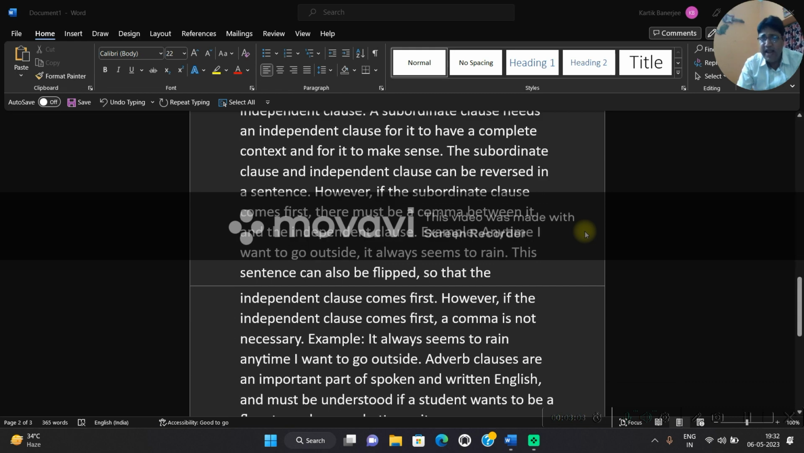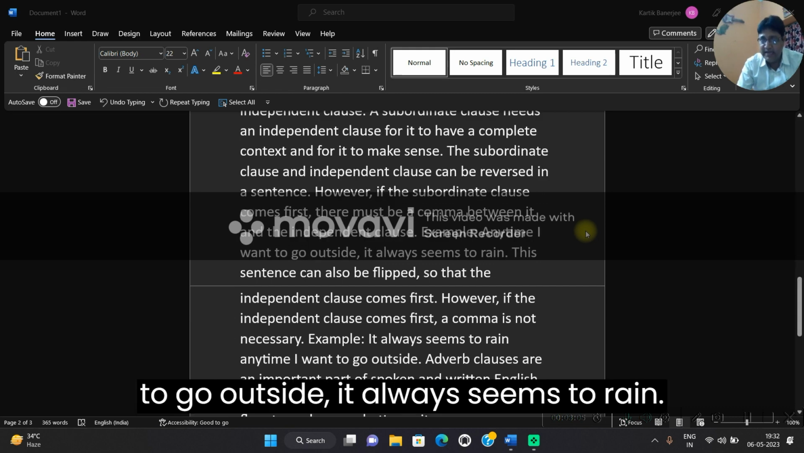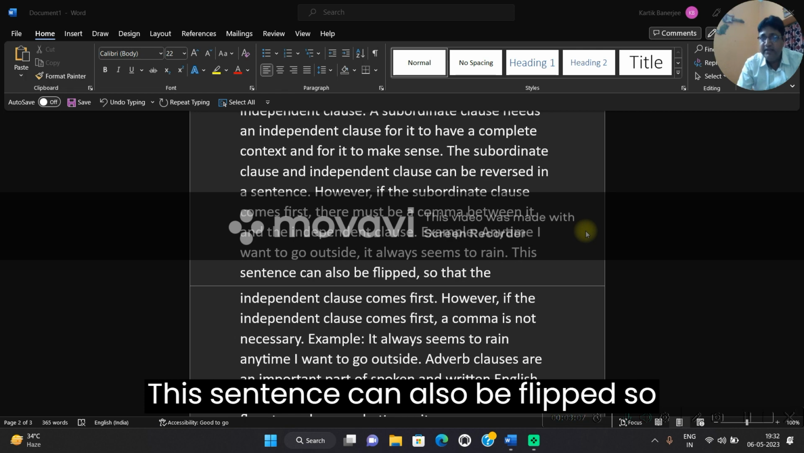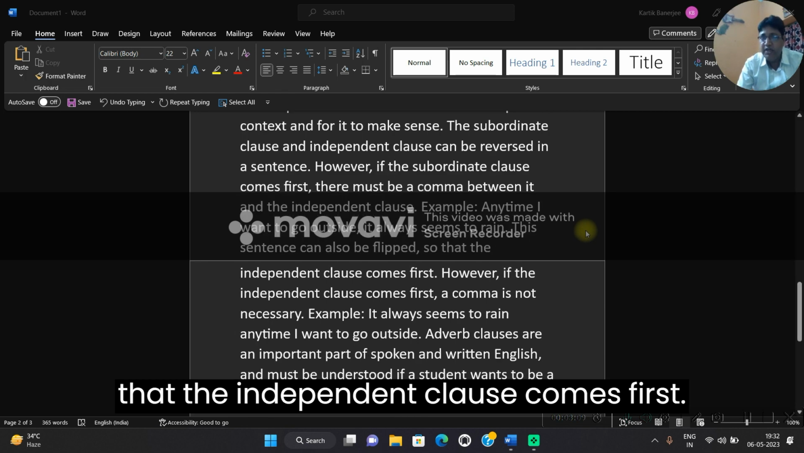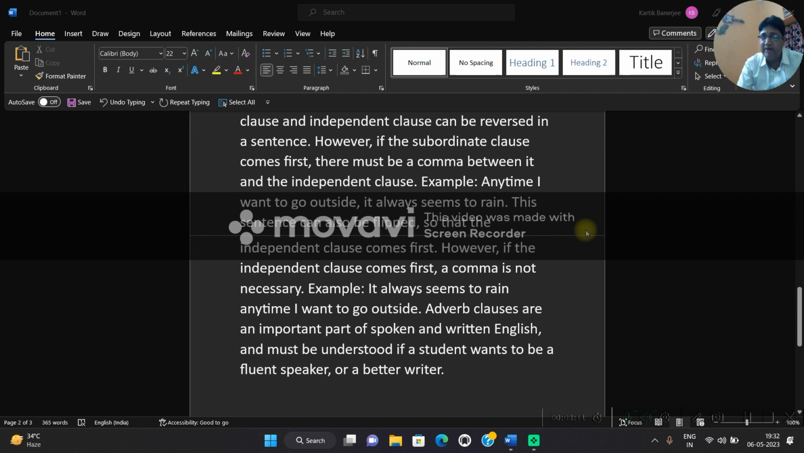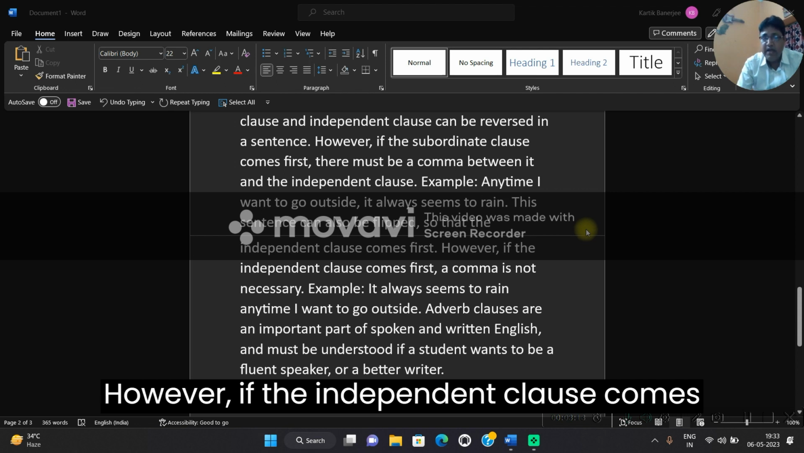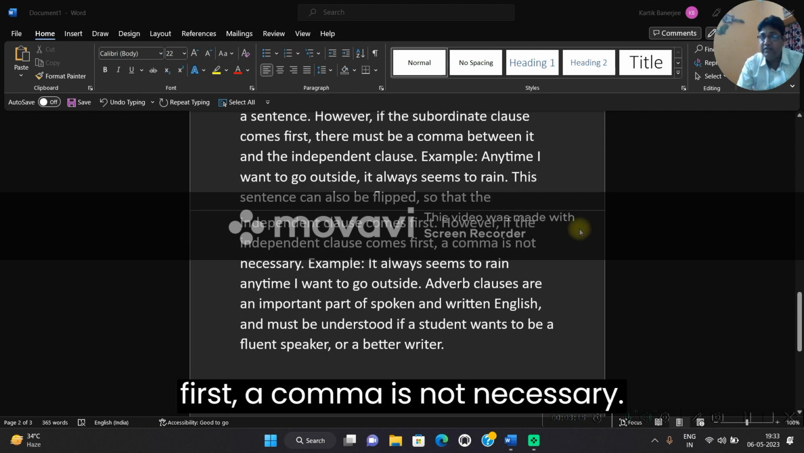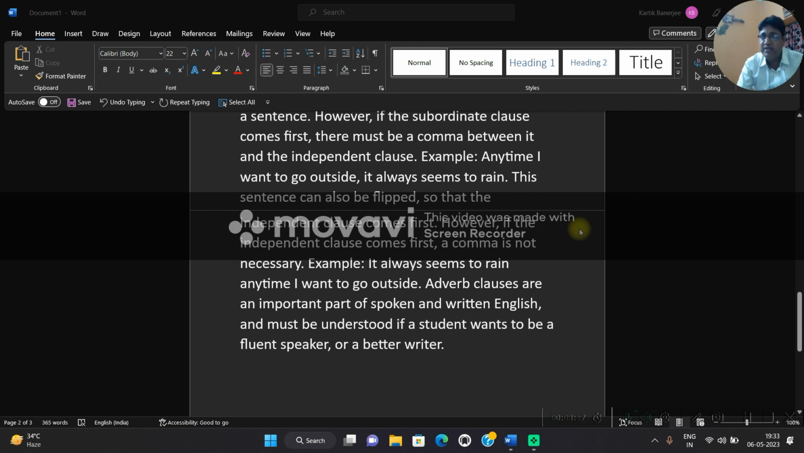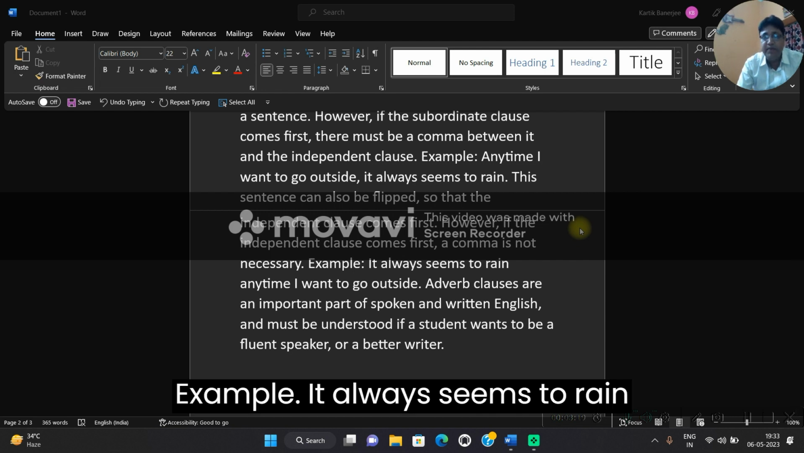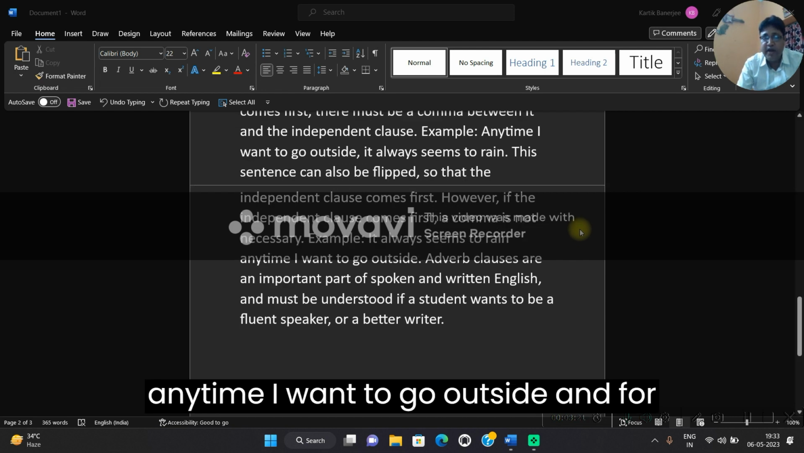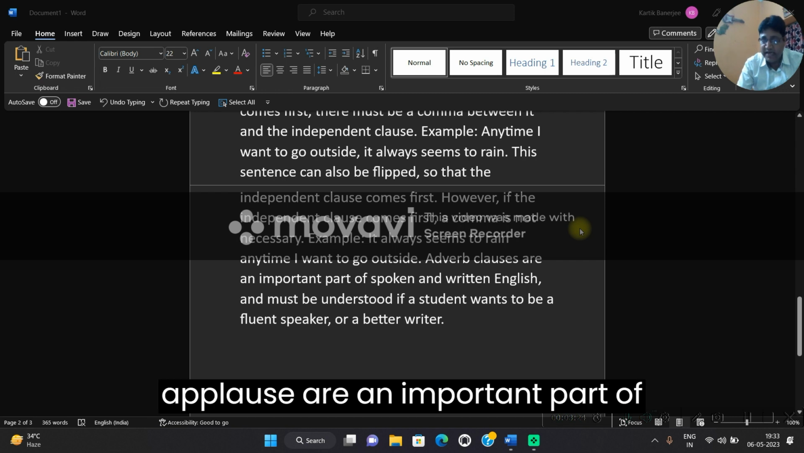Example: anytime I want to go outside, it always seems to rain. This sentence can also be flipped so that the independent clause comes first. However, if the independent clause comes first, a comma is not necessary. Example: it always seems to rain anytime I want to go outside.